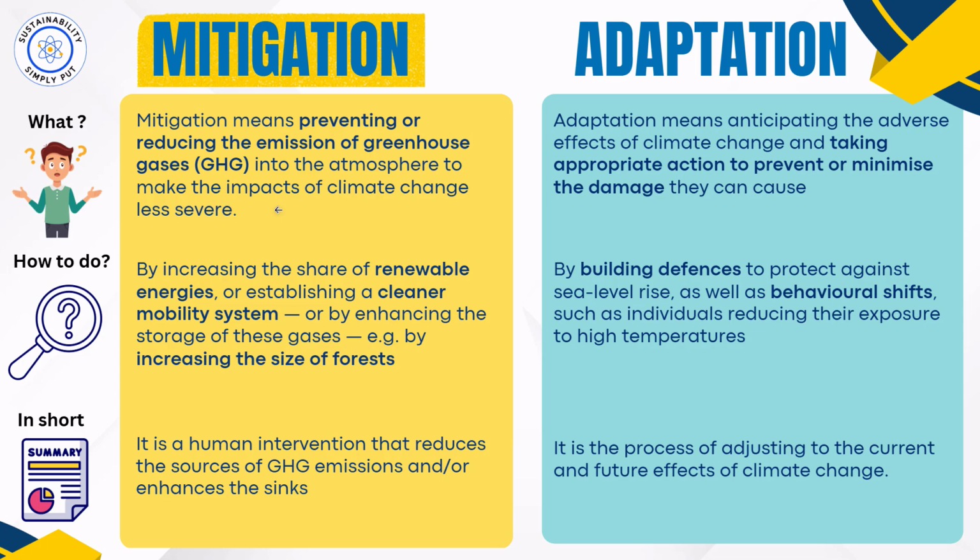In order to mitigate the problem, we have to prevent and reduce the greenhouse gas emitting into the atmosphere. So that's the climate mitigation. Okay. How to do it? We can reduce the emission by increasing the share of renewable energies or establishing a cleaner mobility system or by enhancing the storage of these gases, that is the carbon sequestration, carbon capture, we call it in simple language, just increasing the size of forest or preserving the native forest. So that's something we can do. Clear? So how to do it is capturing these greenhouse gases and reducing this greenhouse gas emission.